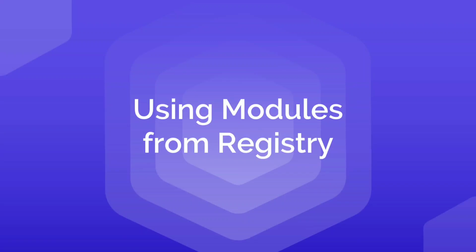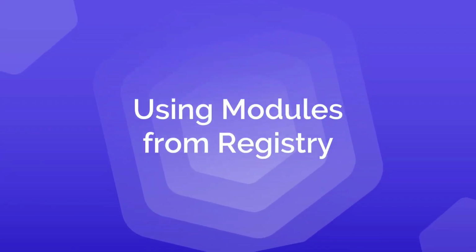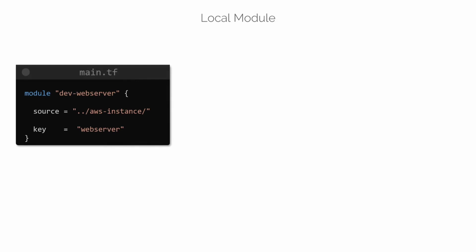In this section, we will learn how to use modules from the Terraform registry. The modules we built in the last lecture is an example of a local module, given the fact that it resides within the local machine where Terraform is installed. As we discussed, one of the advantages of using modules is that it can be easily shared with others.